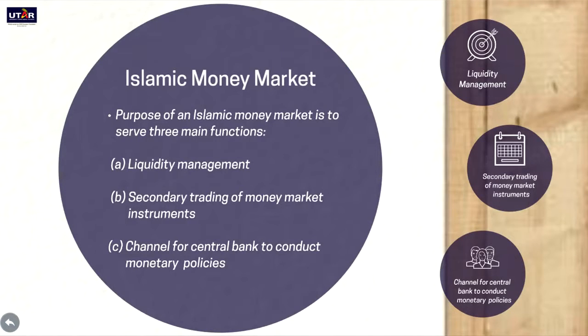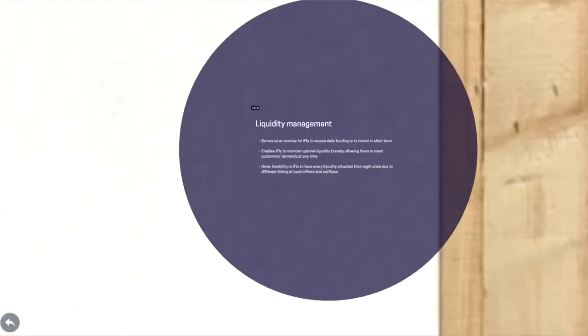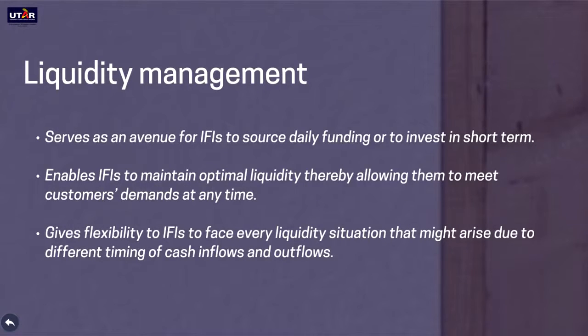The purpose of the Islamic money market is to serve three main functions. First, liquidity management. It serves as an avenue for Islamic financial institutions to source daily funding or to invest in the short term. So it enables Islamic financial institutions to maintain optimal liquidity, thereby allowing them to meet customers' demand at any time. It also gives flexibility to Islamic financial institutions to face everyday liquidity situations that might arise due to different timing of cash inflows and outflows.